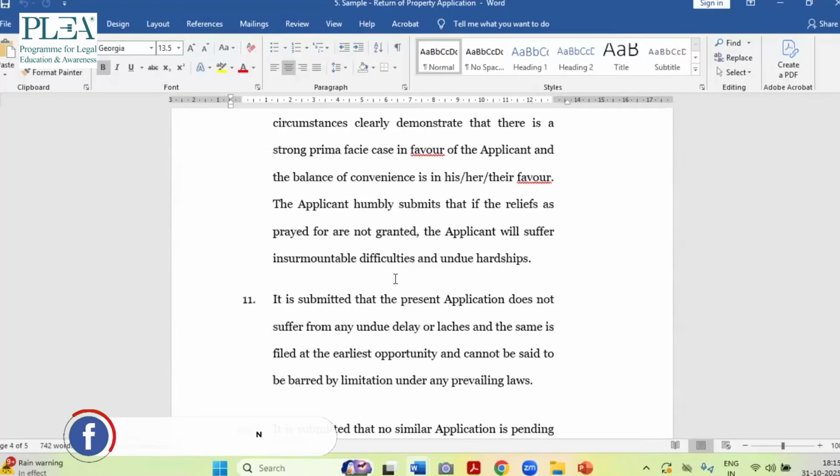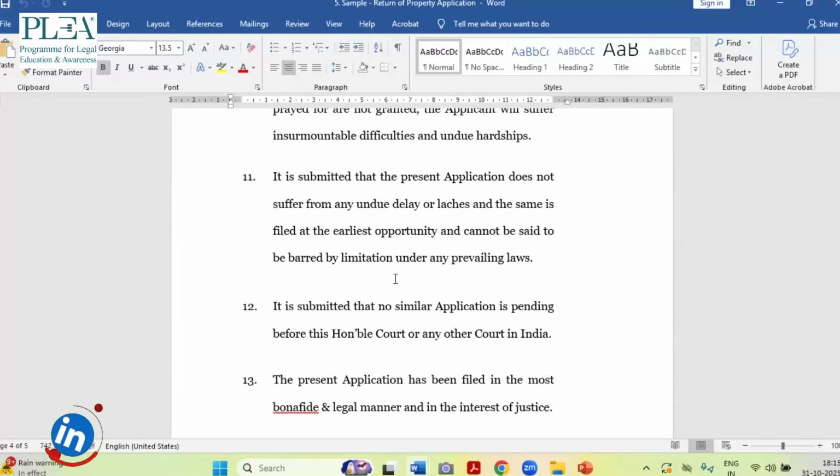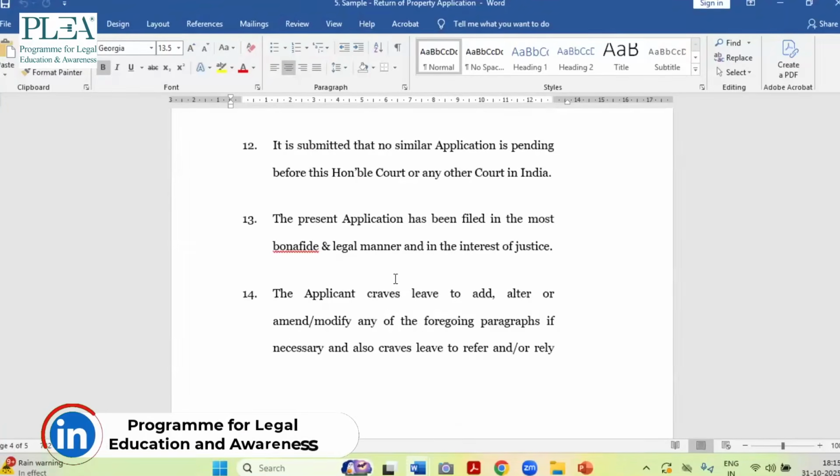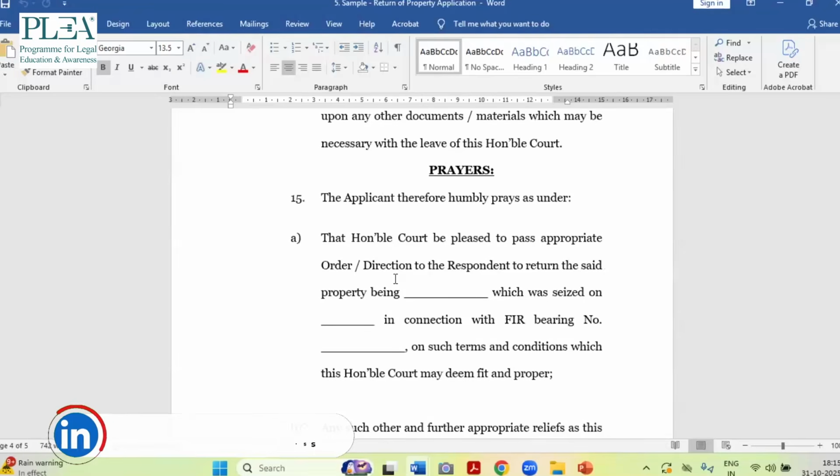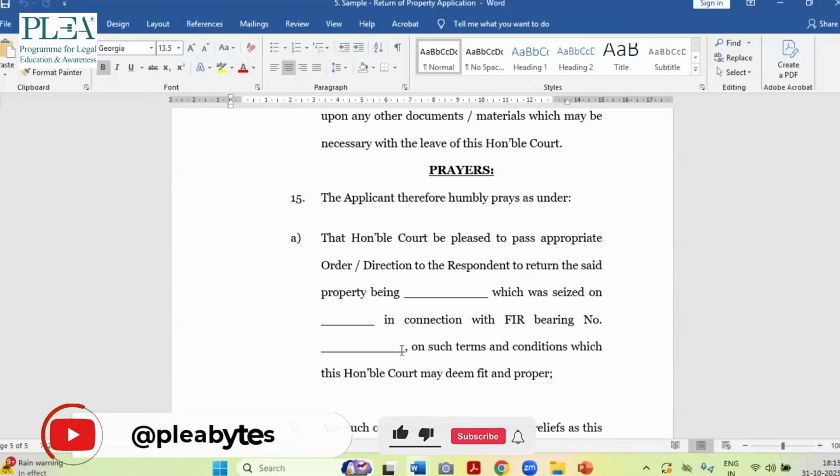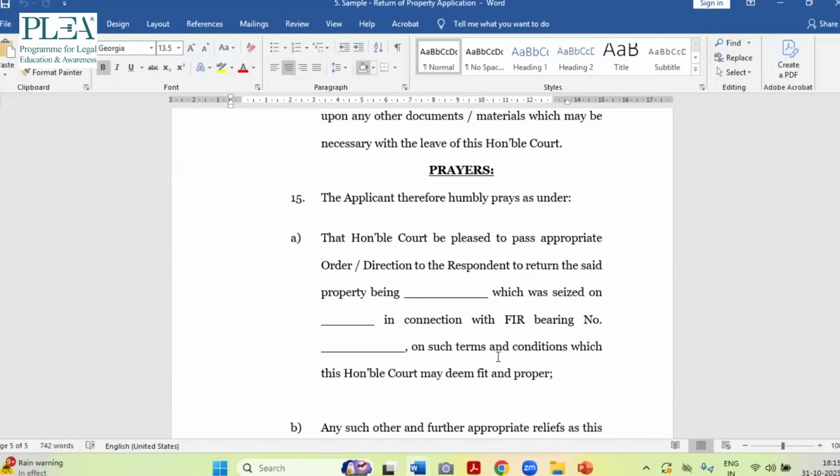Then again, standard averments, balance of convenience, and the prayer in this application has to be that the court be pleased to pass an appropriate order directing the respondent, that is the concerned police station, to return the said property. Then you again describe what the property is, that it was seized on so and so date in connection with so and so FIR, and on such terms and conditions as this court may deem fit.